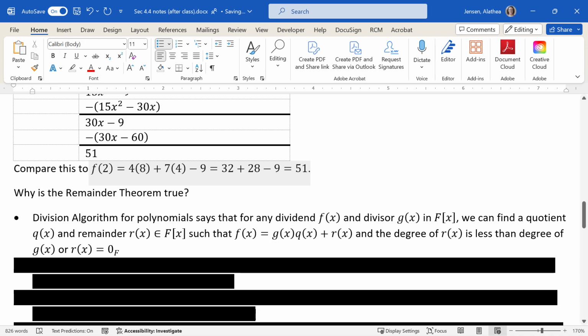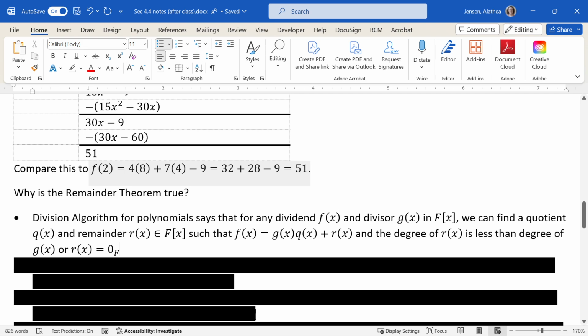And then furthermore, for the inequality part, we have that the degree of r of x is less than the degree of g of x, or r of x is just the zero polynomial. The reason this is in its own separate part is because the zero polynomial is said to have no degree. It has undefined degree.